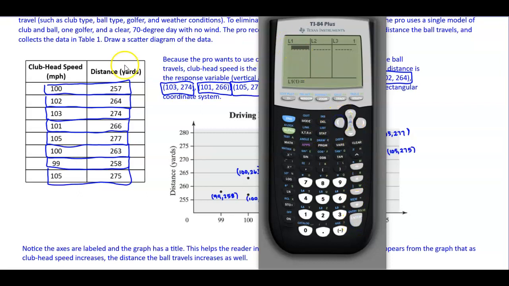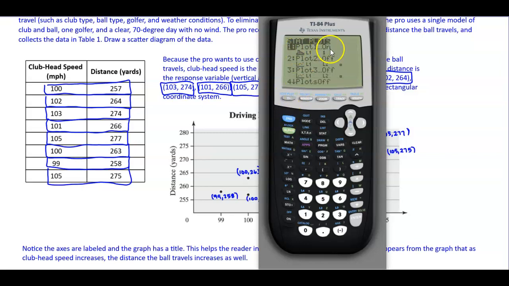Now for list 1, we're going to put in our values. We have 100, 102, 103, and I'm going to put the rest in. I put them all in, all the way to 105. That's the explanatory variable. Now I'm going to move to the next list and put in the response variable, which is the distance. I'm going to put in 257 and continue all the way down to the bottom. Now I put them all in, and I want to graph. So I'm going to hit Second, and then Stat Plot, which is the Y equals button.